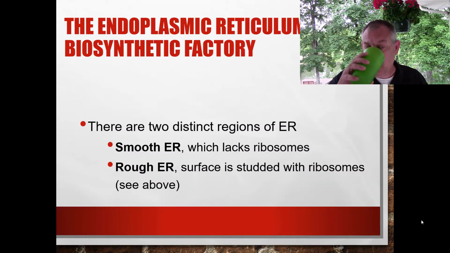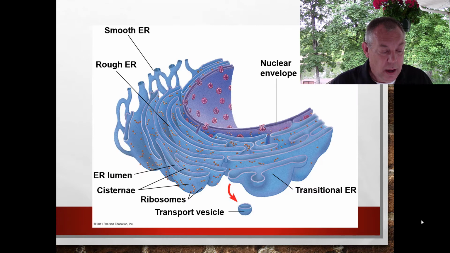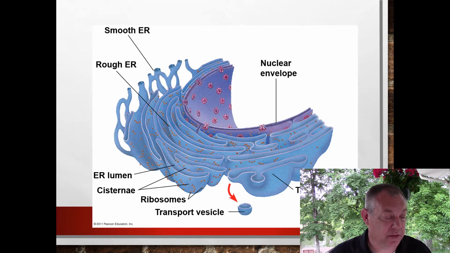So in the ER, we mentioned this already. There's two distinct regions, the rough ER and the smooth ER. The difference is the rough ER has ribosomes. And so, again, just kind of showing a general diagram of these things.